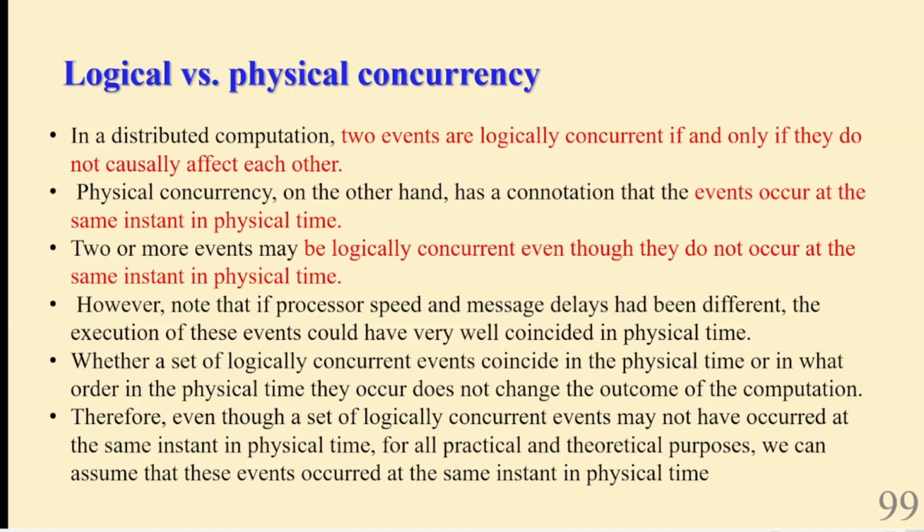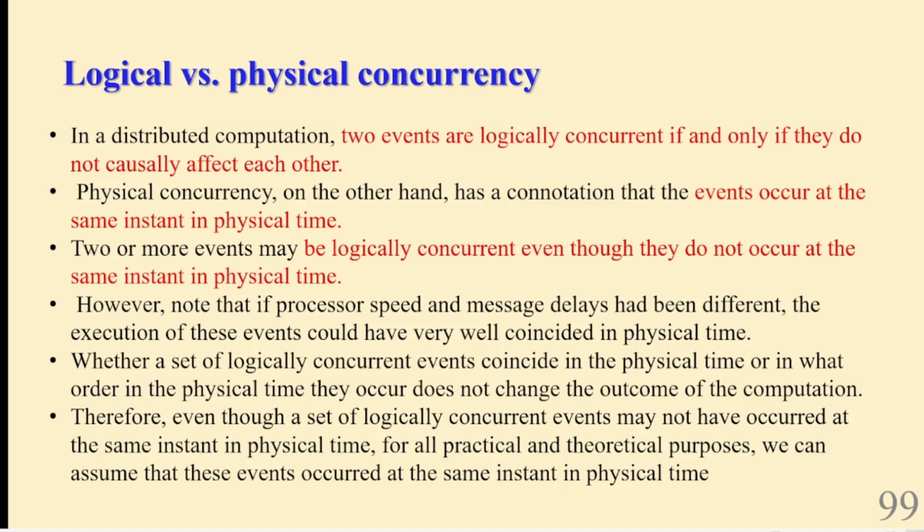Physical concurrency is based on clock time and logical concurrency is based on causality. In physical concurrency, events occur at the same time and it requires synchronized clocks, whereas in logical concurrency, events do not affect each other and no synchronized clocks are needed. Physical concurrency is difficult in distributed systems. Why? Because they do not have a common clock, right? And it is concerned with when. Whereas logical concurrency is what is used in distributed systems and it is concerned with dependency.